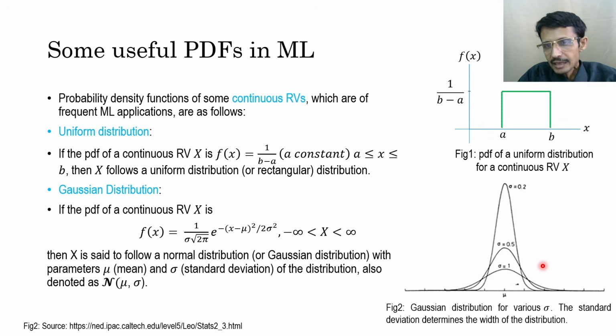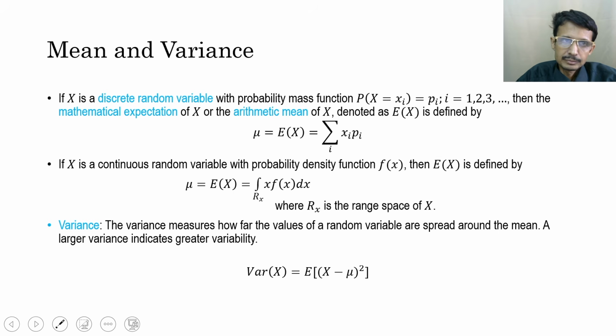Now, in this curve you can see the Gaussian distribution for different values of sigma. The standard deviation determines the width of the distribution. If sigma is small, it is a narrow strip, and if sigma is increasing, the width is high. So this is the PDF of the Gaussian distribution.